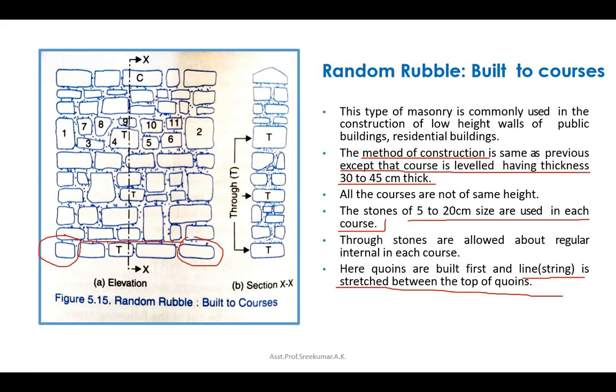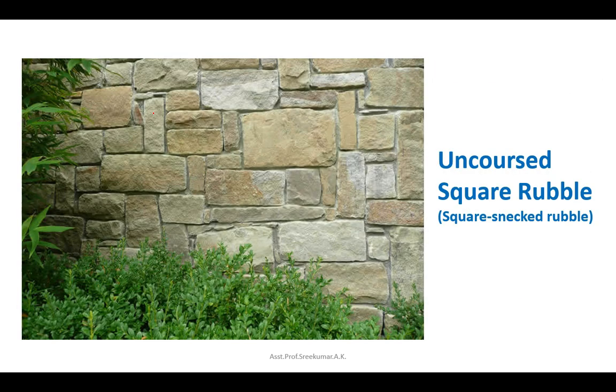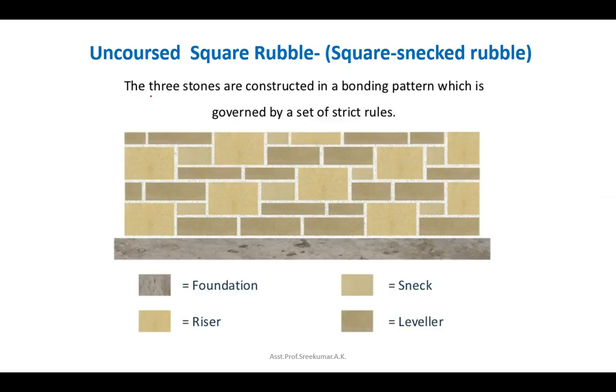Now that we have completed random rubble masonry, let's move on to the next subtype, which is called uncoursed square rubble masonry. It's sometimes also known as square necked rubble. This type of masonry is made up of hammer squared stones. Here, in fact, three stones are used for construction. They are the neck, riser, and leveler. These three stones are constructed in a bonding pattern which is governed by a set of rules.